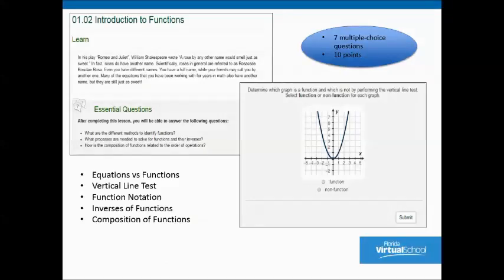In Lesson 1.02, students learn about equations versus functions, the vertical line test, function notation, inverses of functions, and composition of functions. The assessment for the lesson is a 7-question multiple choice quiz.